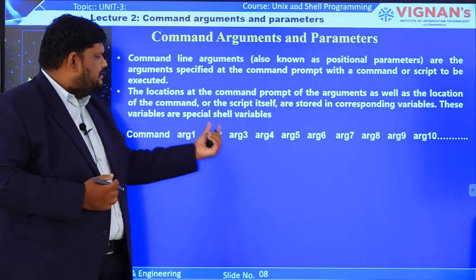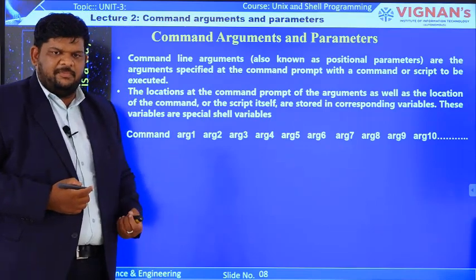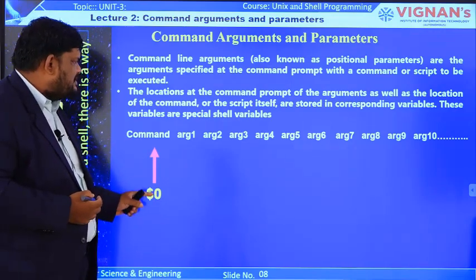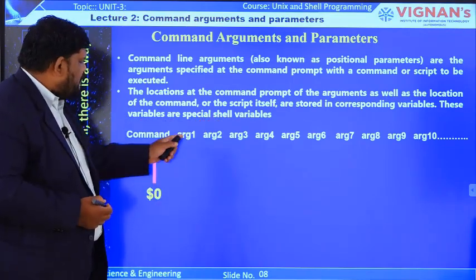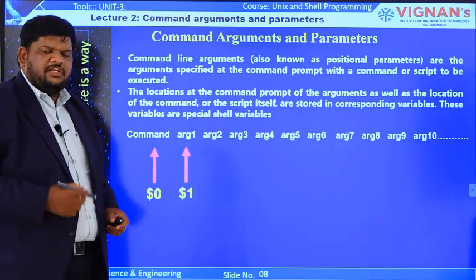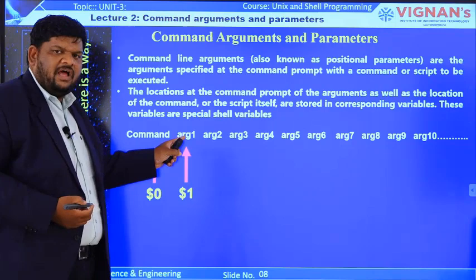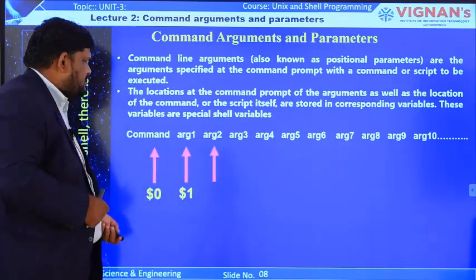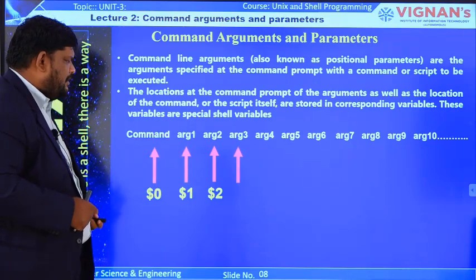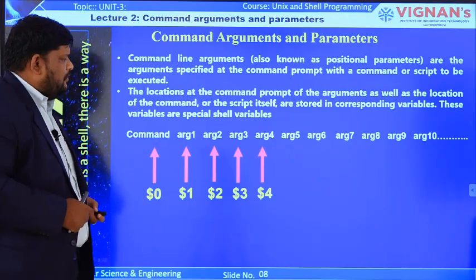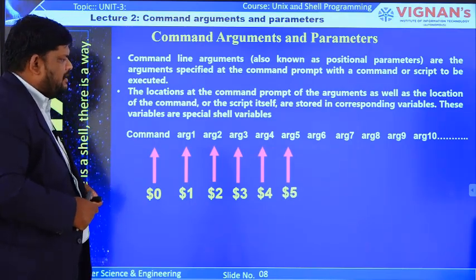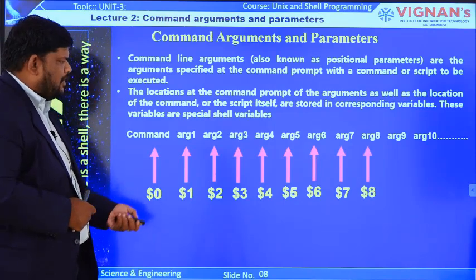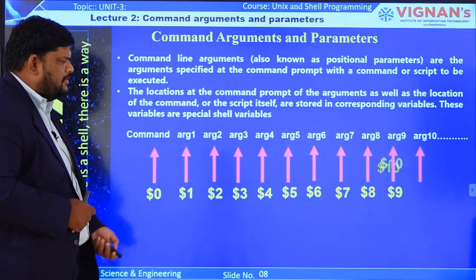Now how do we hold the arguments provided at the command prompt? Consider the command name first. We can hold this command name with the help of $0, which is a special shell variable. To catch argument 1 we use $1. If you print $1, it prints the value present in argument 1. For argument 2 the shell variable is $2. Similarly for argument 3, $3; for argument 4, $4; for argument 5, $5; for argument 6, $6; for argument 7, $7; for argument 8, $8; for argument 9, $9; for argument 10, $10, and so on.